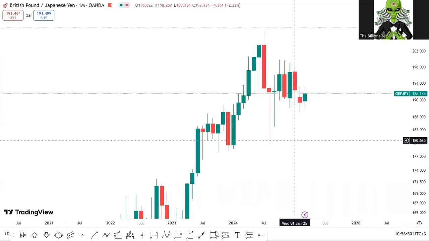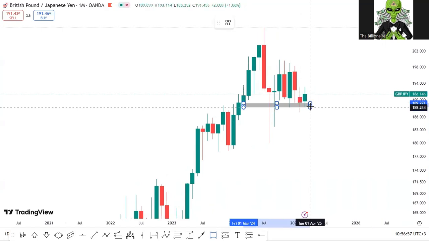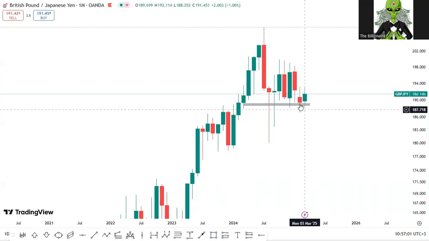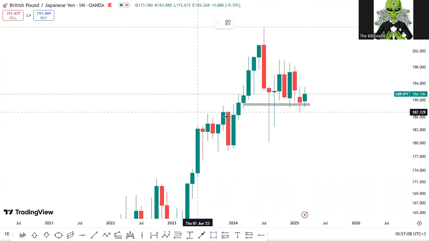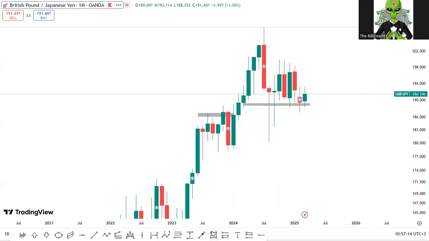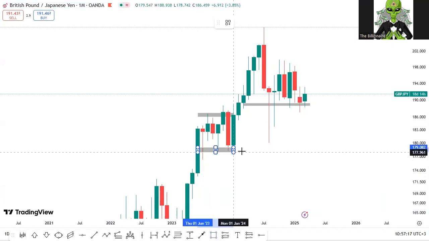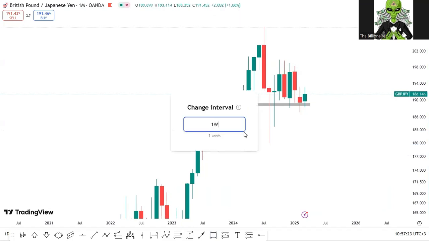Now I'm going to draw my key levels of support and resistance on the higher time frame. I'm going to start with this level of support right here, just drawing it right at these candle bodies, and have a level of resistance that was broken right here, and we have another level of support. Dropping down to the weekly time frame.